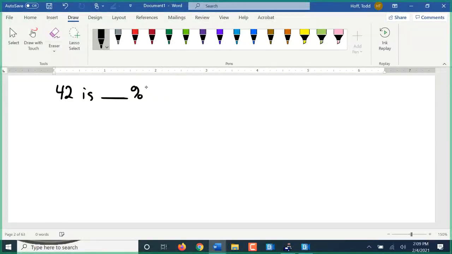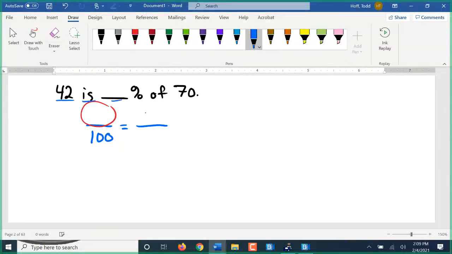I have 42 is blank percent of 70. Now, I've been telling you to always start with the percent. Unfortunately, here, we don't have the percent. If we don't have the percent, it doesn't matter. We're still going to start with it. Blank percent is just blank out of 100. That means that this number, the number out of 100, is the one we're going to be looking for in this calculation.